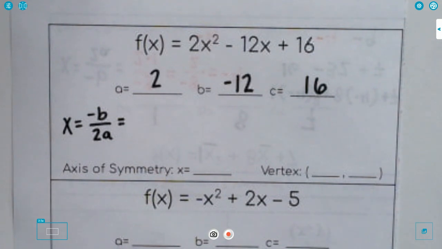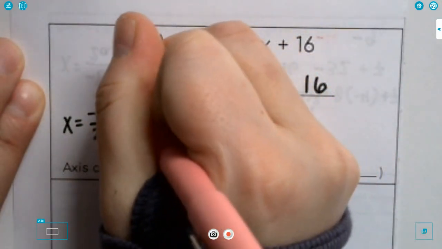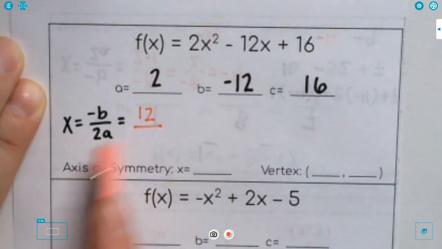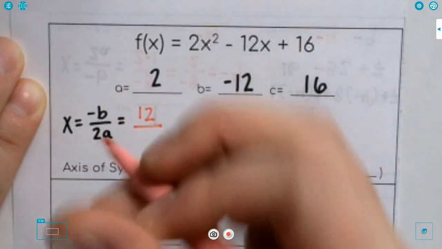What's my b value in this problem? It says it right there on the line that says b equals, you guys. What's my b value? -12. So my formula has a negative and my b value is negative. So on top of my fraction here, I have -(-12). What is a negative negative? Positive. So -12 becomes +12 on top over 2a, which is 2 times my a value, so 2 times 2 on bottom.